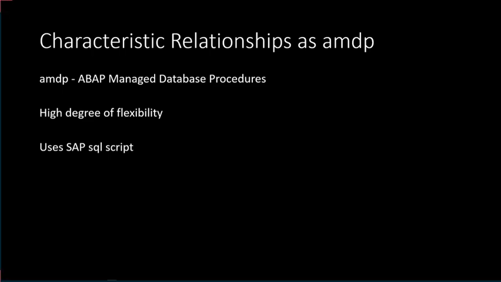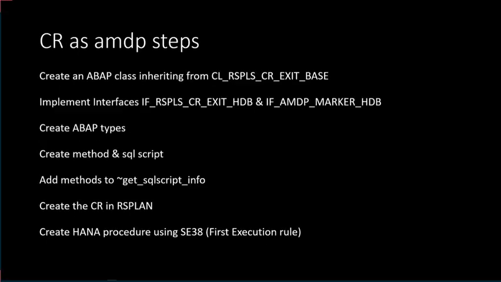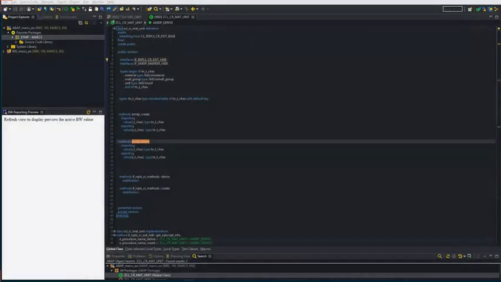Using AMDPs allows developers to create and execute those database procedures in the ABAP environment using ABAP methods and ABAP data types. There are several steps in creating an AMDP for characteristic relationships, and we will cover each of these steps in this lecture. We will also move the attribute lookup to our AMDP class for illustration purposes. So the first step is to create an ABAP class as a container for the SQLScript. And this class must inherit from the class CL_RSPLS_CR_EXIT_BASE.